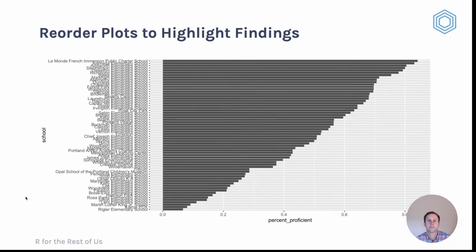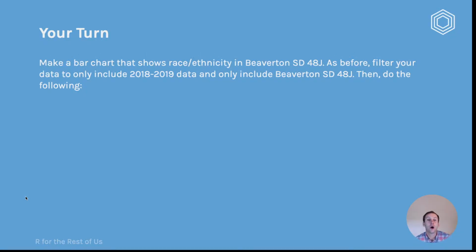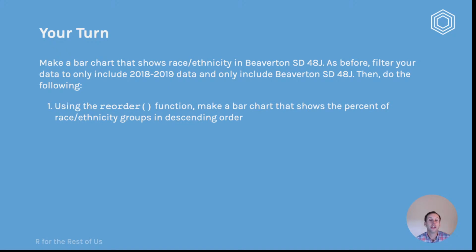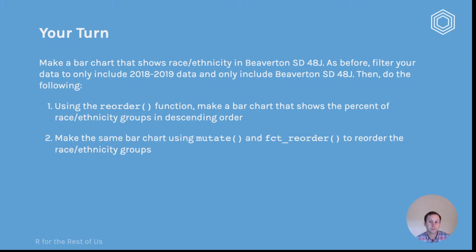Same exact thing. So now what I want you to do is make a bar chart that shows race ethnicity in Beaverton, same thing. And I want you to filter to only include 2018 and Beaverton, but then do the following. I want you to use the reorder function to make a bar chart that shows the % of race ethnicity groups in descending order. And then I want you to use mutate and fct_reorder to reorder the race ethnicity groups in the same way that I did.